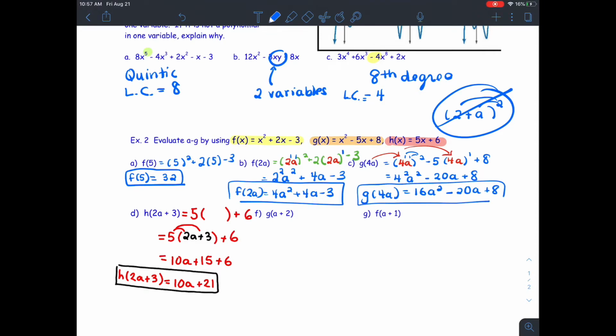Okay. All right, I did example D for you. Now that is plugging in an entire quantity in place where the x is. And so I would like to look at example G. We'll just skip F here. Let's look at example G.